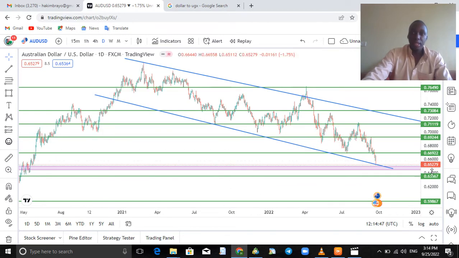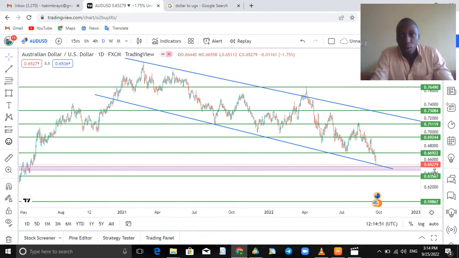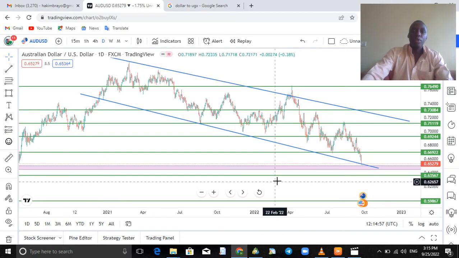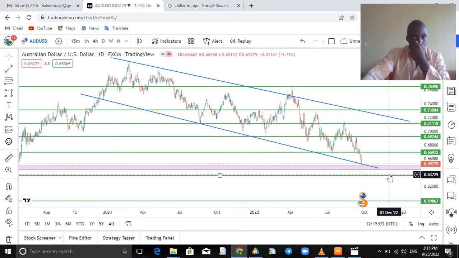Now when you go into the daily time frame, I think you can see that for AUDUSD we have sort of a falling channel. How do you approach a falling channel? We usually wait for that bounce before we jump into a buy or sell. Remember we have a falling channel, sideways channel, and a bearish channel. You have to spot these channels in the right way before you approach them.